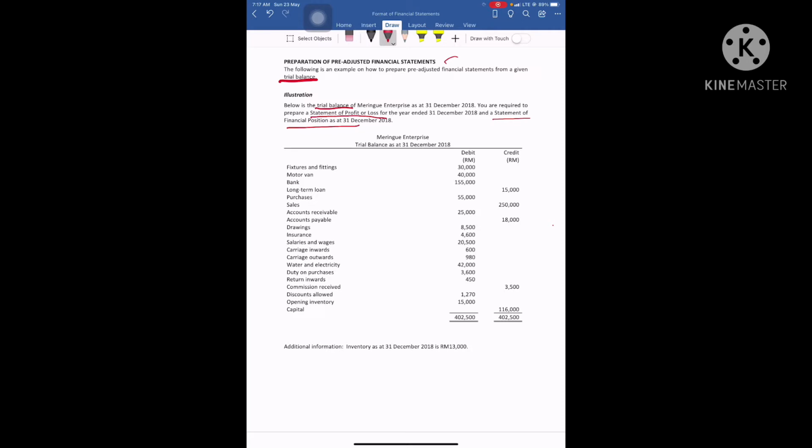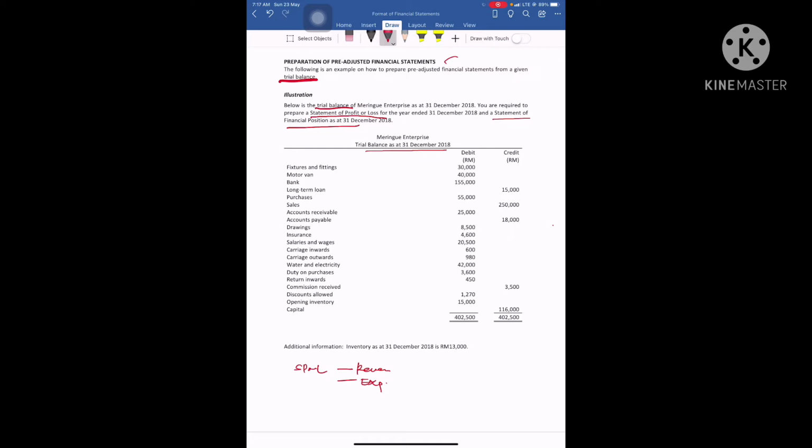So this is the question. The trial balance given is as at 31st December. We are given all the items: fixtures and fittings, motor van, bank, long-term loan, and so on. The first thing we have to do is classify the items. The items which fall under the statement of profit or loss should be categorized under revenue and expenses.